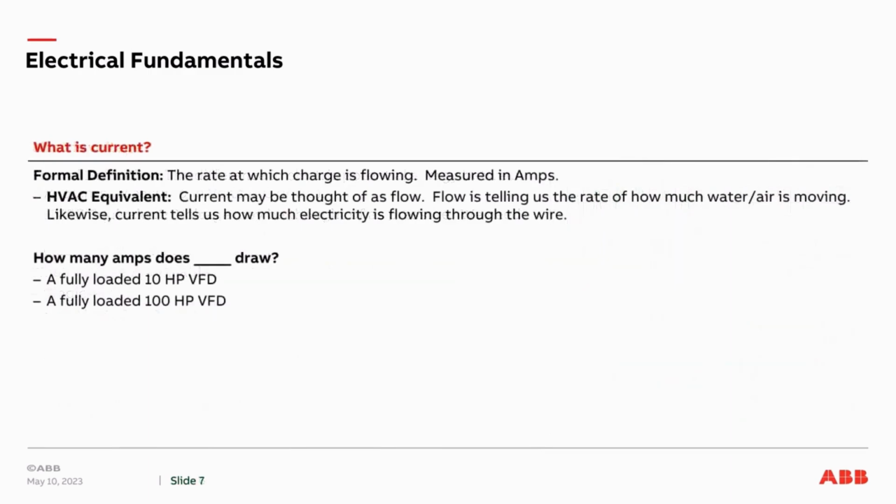What is current? The formal definition of current is the rate at which charge is flowing. It's measured in amps. The HVAC equivalent is that current may be taught as flow. Flow tells us the rate and how much water or air is moving. Likewise, the current tells us how much electricity is flowing. So how many amps does a device draw? Let's look at a fully loaded 10 horsepower three-phase VFD: 14 amps for a 480 volt system. And a fully loaded 100 horsepower VFD at 480 volts will draw 124 amps. As horsepower went up, the amount of current went up.